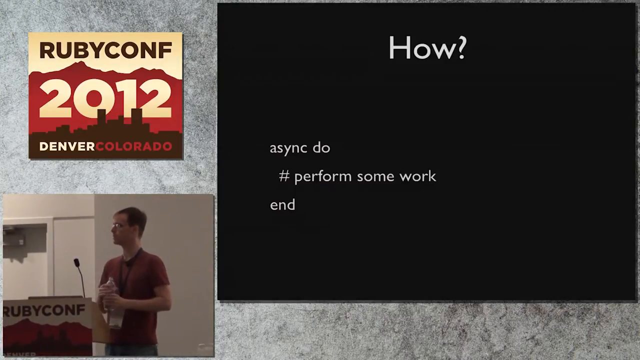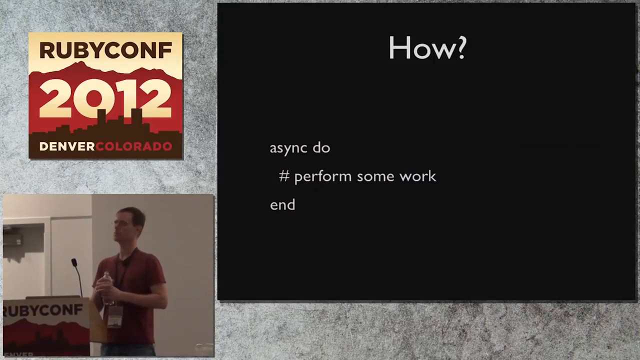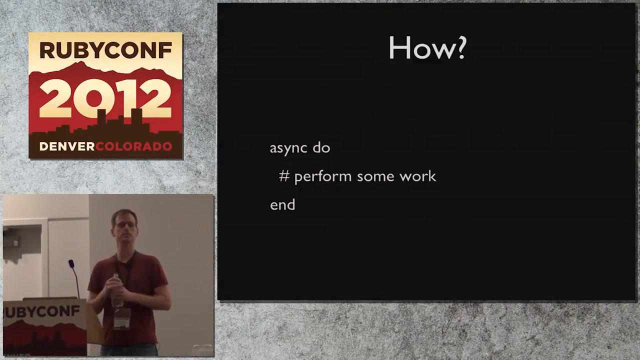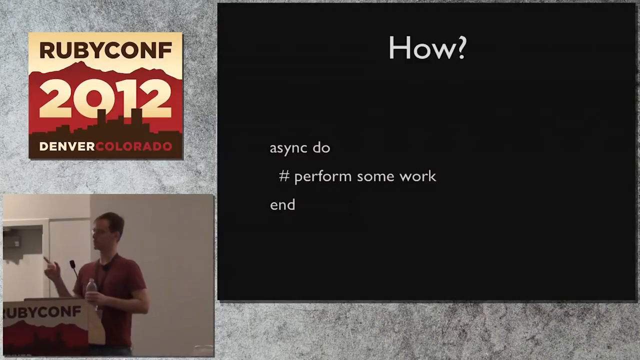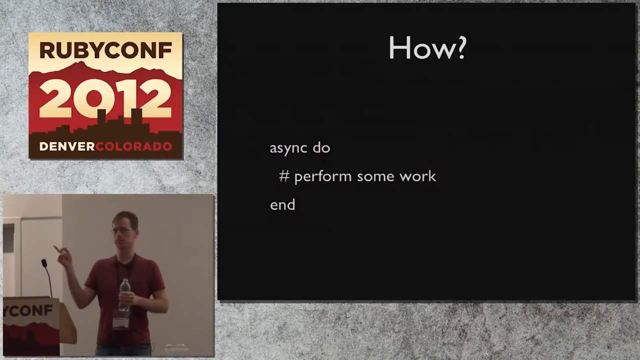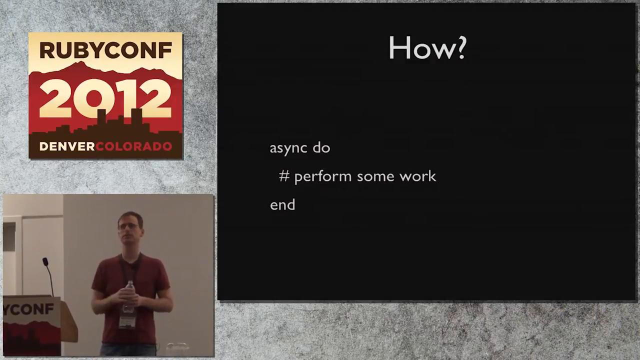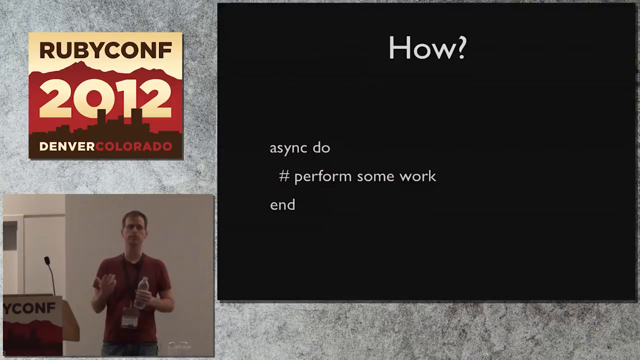This is the simplest, most straightforward Ruby I could come up with, which is basically, here's a method. It just asynchronously executes that block. And in fact, the Go language basically does something identical to this. It has a keyword, go, and you just pass it a function, and that function happens in the background. And that's exactly how goroutines work.